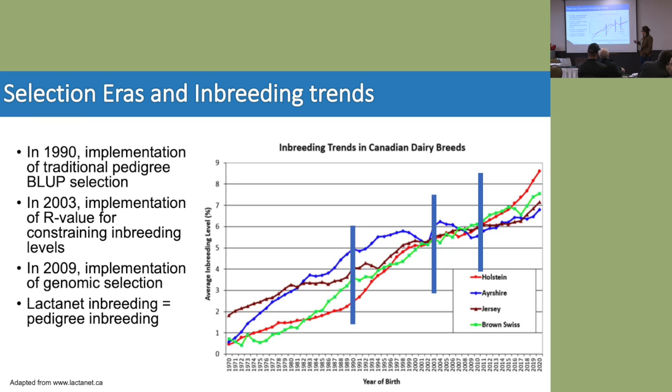In 2003, Lactanet, or at that time CDN, implemented an R value for constraining inbreeding. Do any of you look at R values? 1, 2, 3, kind of half. All right, so in any case, you can see what happened when it was new and exciting and everybody wanted to look at R values. It was cool back then. The inbreeding trend actually helped to maintain a certain level of inbreeding. Now remember, this is average inbreeding level, and you can see how it's increasing. Now, since genomic selection, we can see this rapid increase again, in particular in Holstein animals.